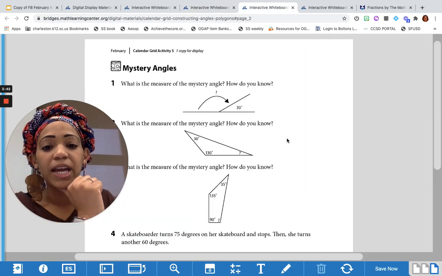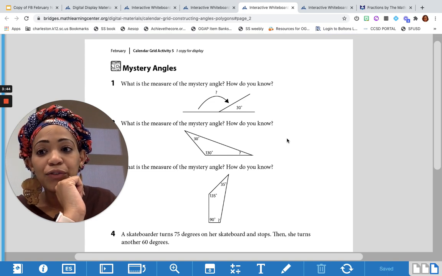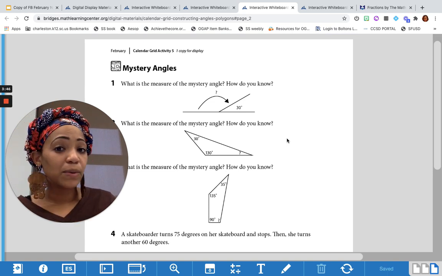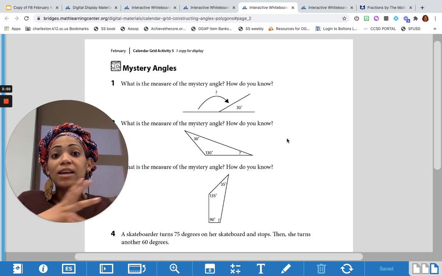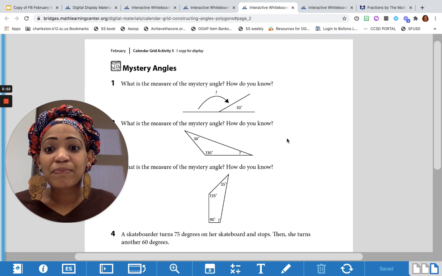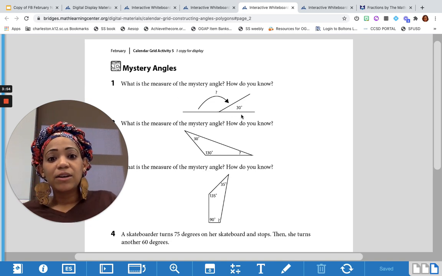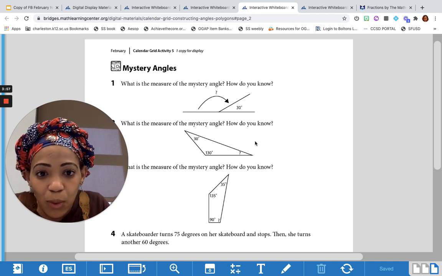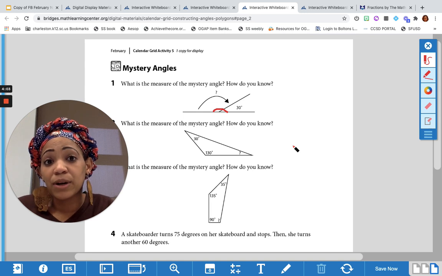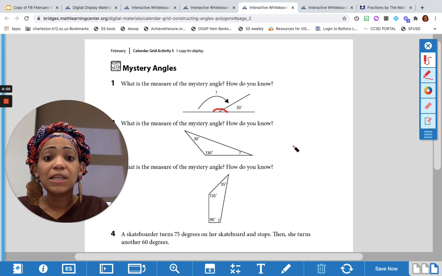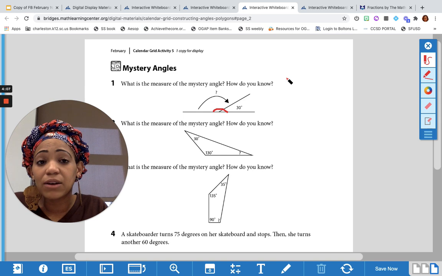We have some mystery angles here we're going to try to solve for. And if I'm going quickly, I apologize, but I want you to buckle your seatbelts and take the ride with me, because here we go. What is the measure of the mystery angle? What kind of angle would this whole thing be if I were talking about this right here? We've seen that angle before. It is a straight angle. And what do we know about a straight angle?